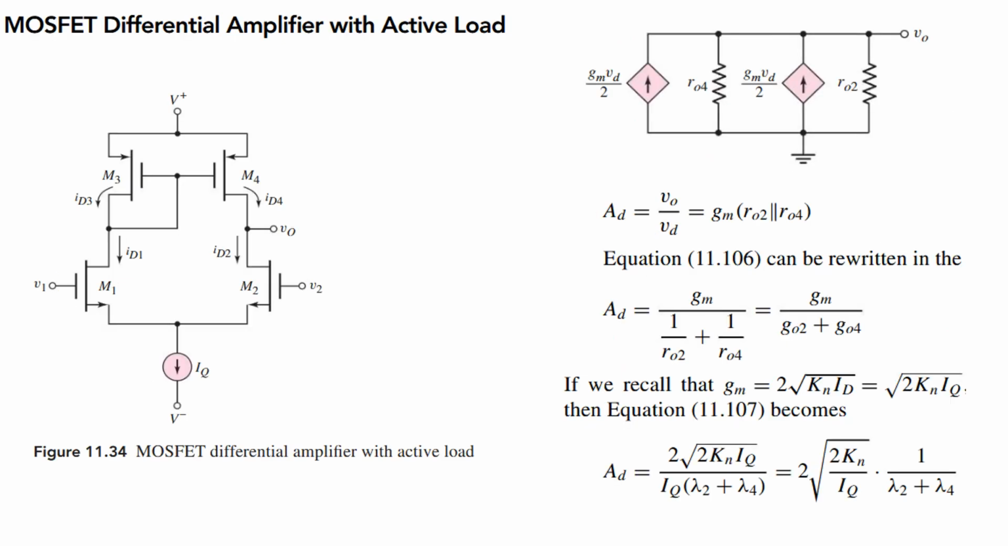MOSFET differential amplifier with active load. So here again we are going to connect some more MOSFET based transistors in order to make it the active load. So towards the load we are going to connect some more MOSFETs. Again, just redraw the AC equivalent circuit and find out the gain, which will be equal to V out by VD, that is equal to gm into R02 parallel to R04.